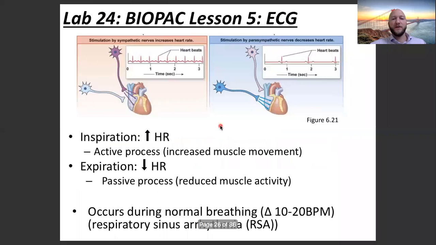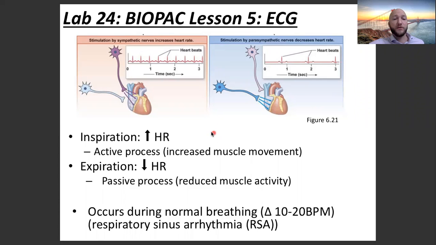So our heart is very responsive to the demands of our body. And inspiration is an active process. We actually use a lot of energy to take a deep breath. It uses muscles. When we use muscles, we need to use ATP. When we use ATP, we need to produce more ATP. The production of ATP, as we learned in section 2 of this class, produces carbon dioxide, and carbon dioxide is the strongest driver for the desire to breathe.